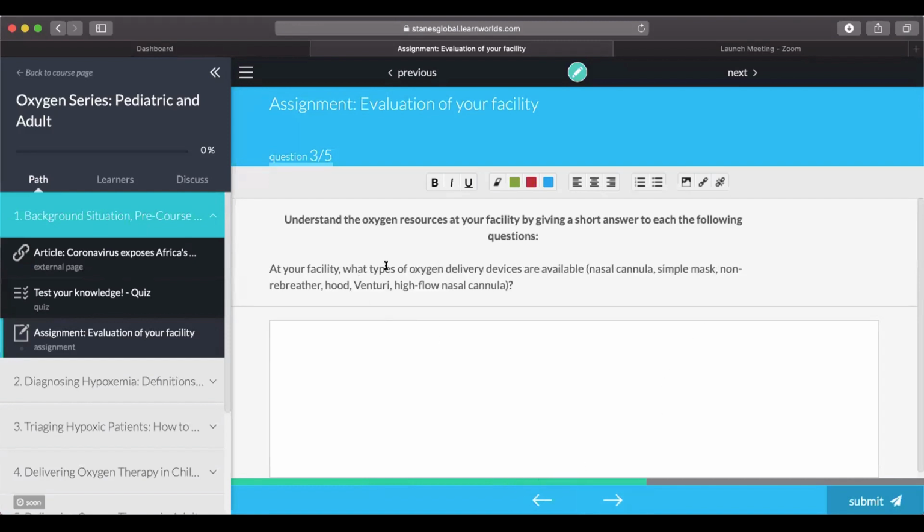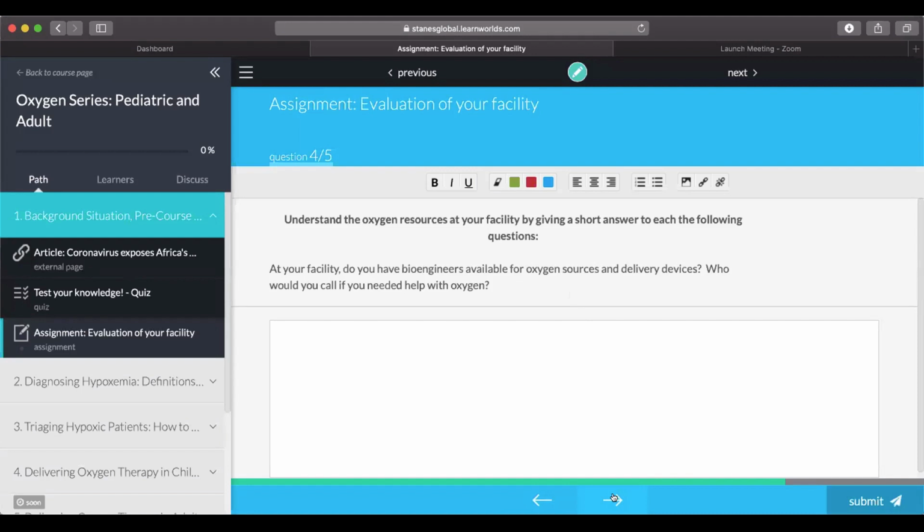At your facility, what types of oxygen delivery devices are available? Do you have nasal cannulas or nasal catheters? Do you have simple masks? Do you have non-rebreathers? Do you have oxygen hoods for pediatric patients? Do you have Venturi masks? Do you have high flow nasal cannula? Do you have BiPAP? Do you have CPAP? Do you have an ICU with mechanical ventilation? So these are the kinds of questions you need to ask of your facility to understand what resources are available to you.